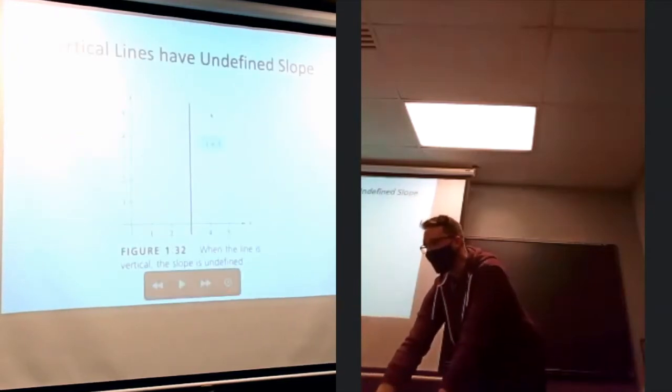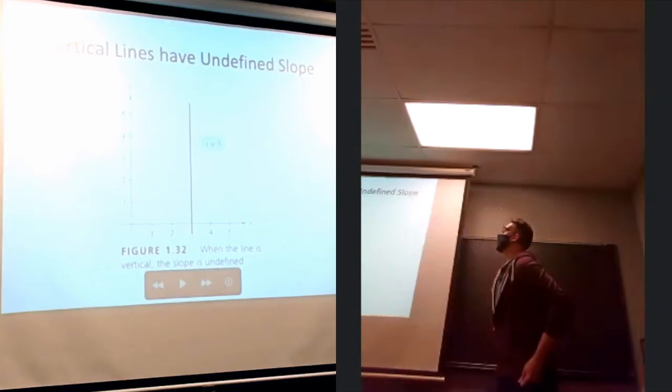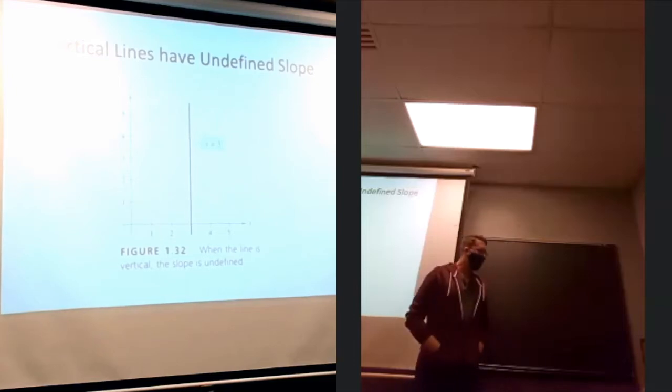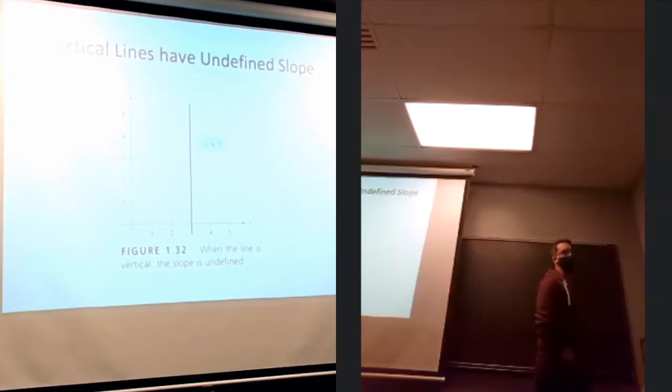Having said that, there is one particular case that this doesn't exactly cover. The vertical line. The vertical line is the case where x is equal to some constant. And in that case, you don't have a slope. It's undefined.